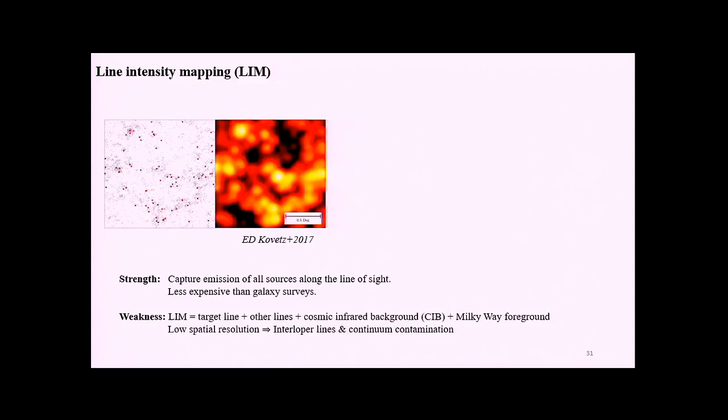Unlike galaxy surveys that are trying to resolve individual targets, a line intensity mapping survey measures all the emission along the line of sight, including the contribution made by very faint sources. To better illustrate this, in this figure, I show a simulated 2.5 square degree field. The galaxy distributions are shown by the gray scatters, and the very bright galaxies that can be resolved individually are highlighted by the red points. The right-hand side panel shows the corresponding CO line intensity fluctuation.